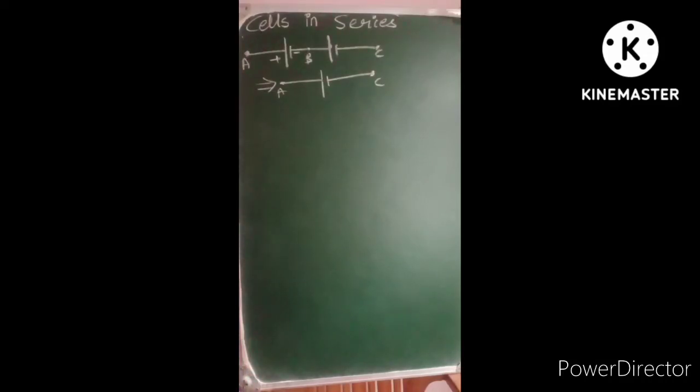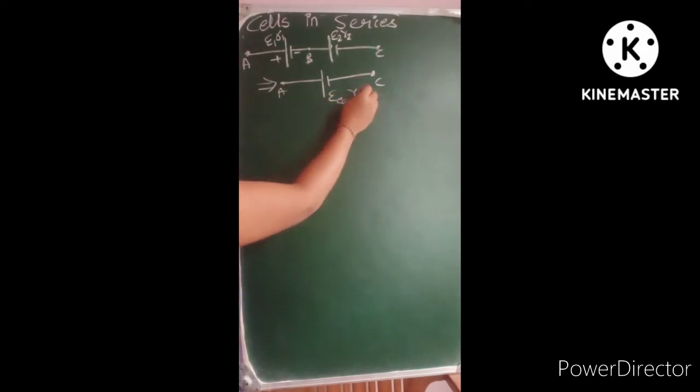In today's class we are going to study the cells in series. For this we are going to consider two cells here. One cell has EMF E1 and internal resistance R1. The other has EMF E2 and resistance R2, and this is the equivalent cell, having equivalent EMF E_eq and internal resistance R_eq.